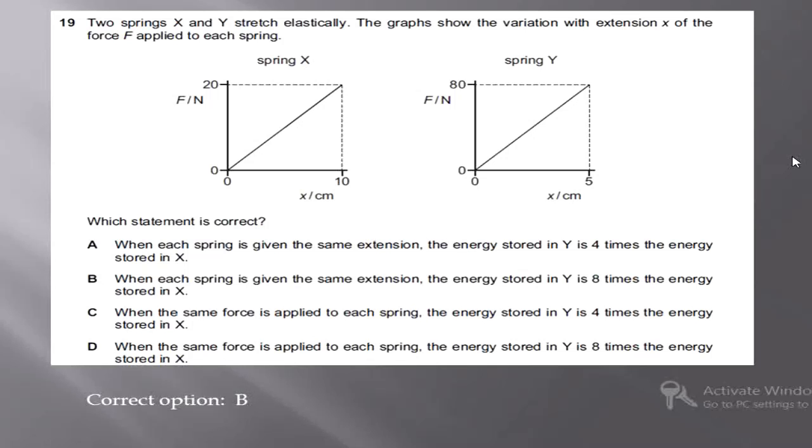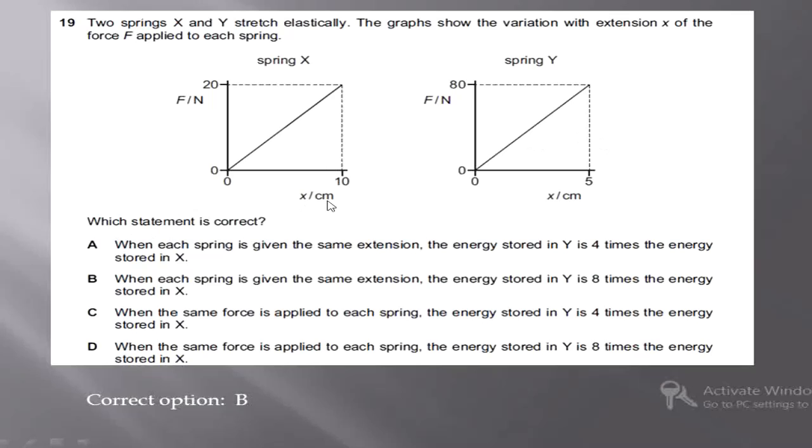MCQ number 19. Two springs X and Y stretch elastically. The graphs show the variation with extension x of the force F applied to each spring. This is the graph for spring X, and this is the graph for spring Y. The question says, which statement is correct?